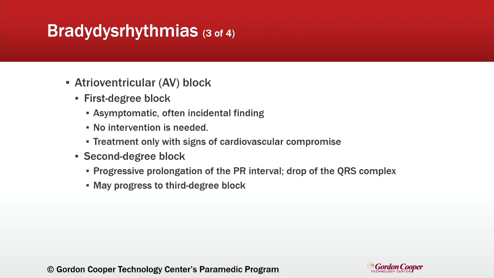Second degree block can be present as either a Wenckebach block, which is the progressive prolongation, or a Mobitz type 2, where we have a dropped QRS complex without the progressive PR interval elongation. So it can be a type 1 or type 2 second degree block. Type 2 is more serious and can lead to poor perfusion and cardiovascular compromise, so keep that in mind. Asymptomatic patients may not need treatment in the field, but symptomatic patients require careful assessment of their hemodynamic instability.